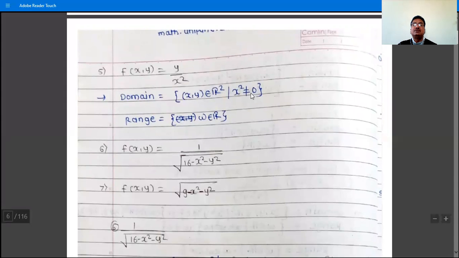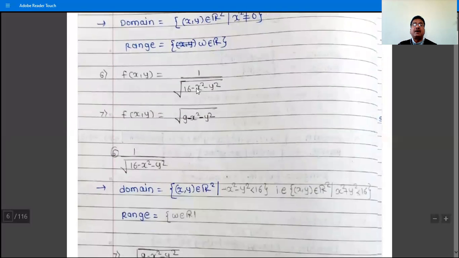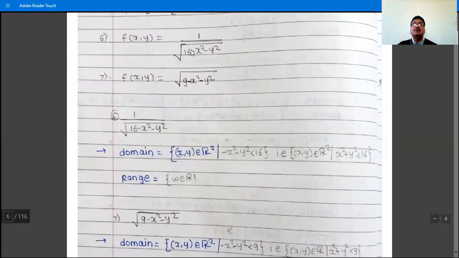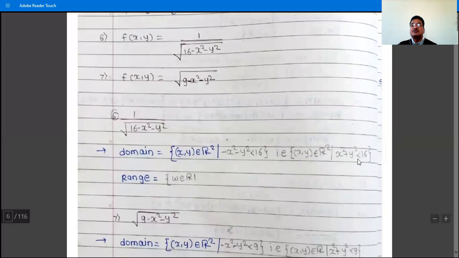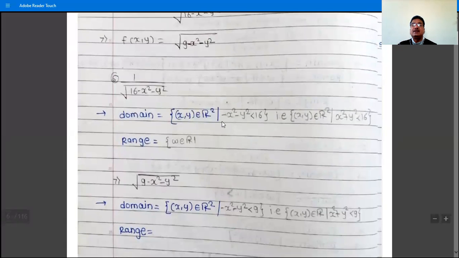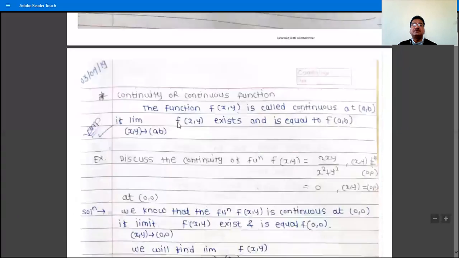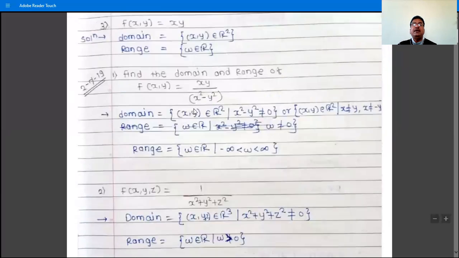y by x square is not equal to 0, and range is what? All elements of R. Then again 1 by root of 16 minus x square minus y square is greater than 0 means that x square plus y square is less than 16. That is, if we change the sign of both sides, then we have less than denoted by greater than. So write the similar answer of these problems. So these are some problems for range and domain.